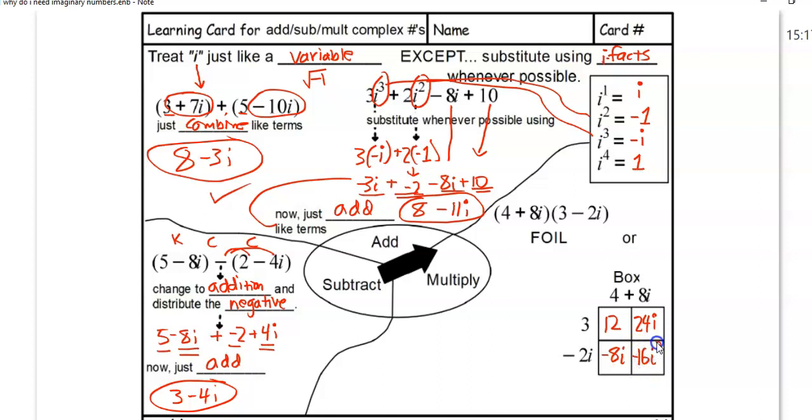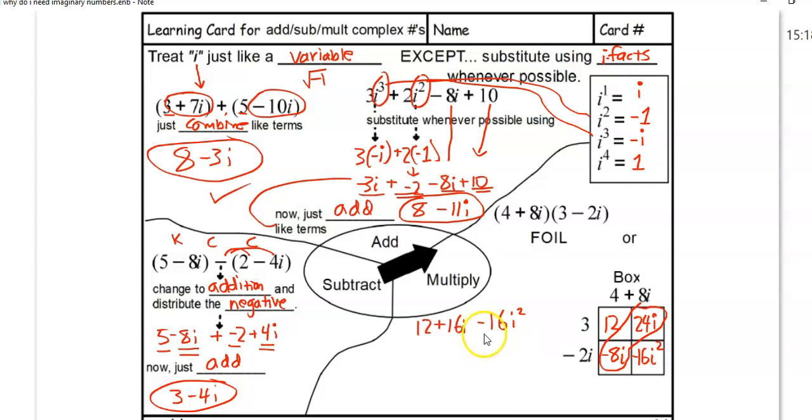-16i squared. And that's kind of how we're treating it like a variable. i times i, like x times x would be x squared. i times i would be i squared. I'm going to combine these like terms here. So this is going to be 12 plus 24i minus 8i combines to plus 16i, and then I have that minus 16i squared at the end.